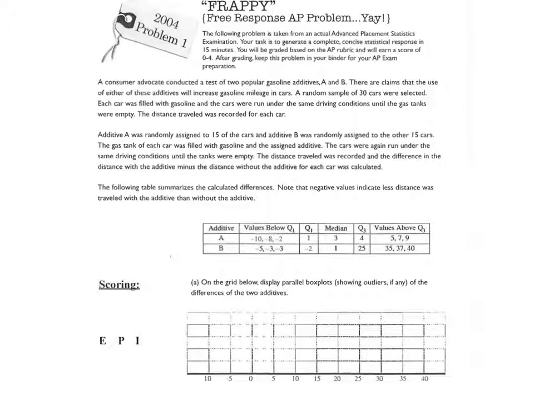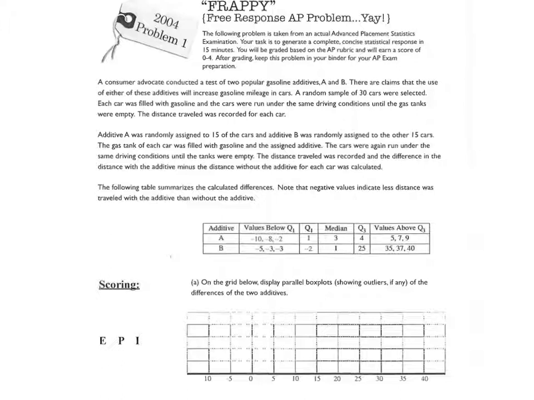You must have them labeled additive A and additive B, and it doesn't matter which one you put on the top or the bottom. Also, you must do the outlier test. They said here showing outliers. So if you do the outlier test, you can check the outliers. My recommendation is this.